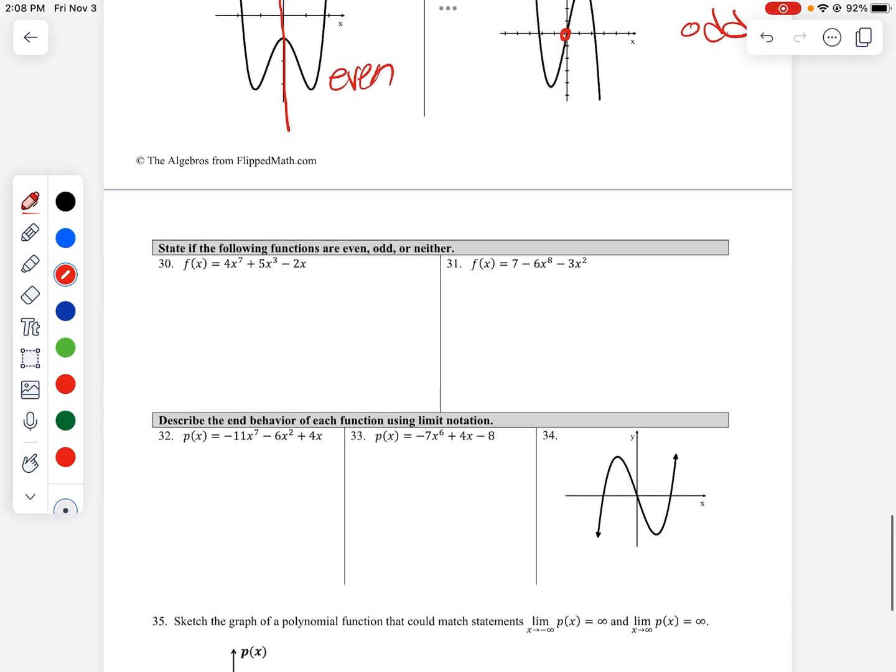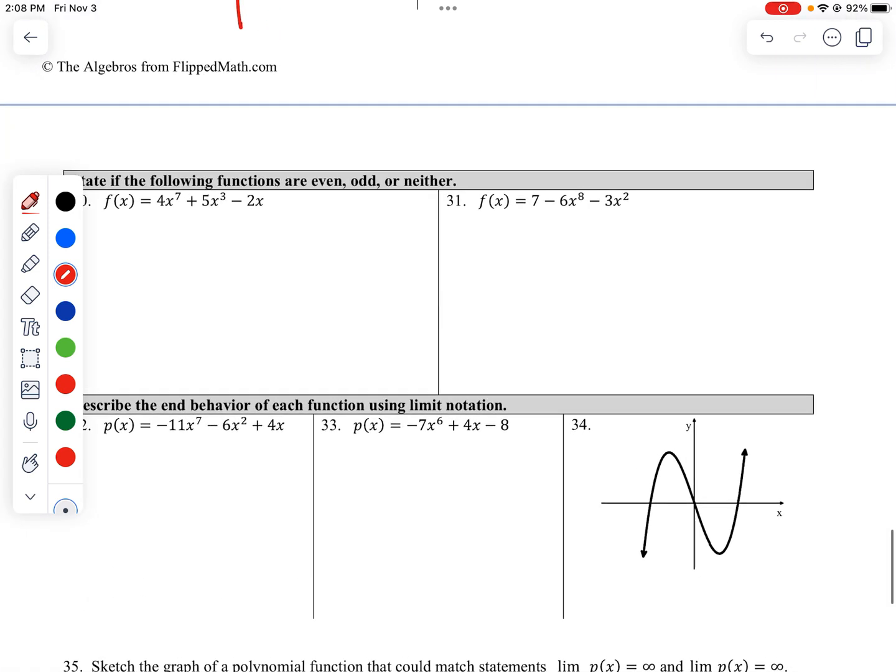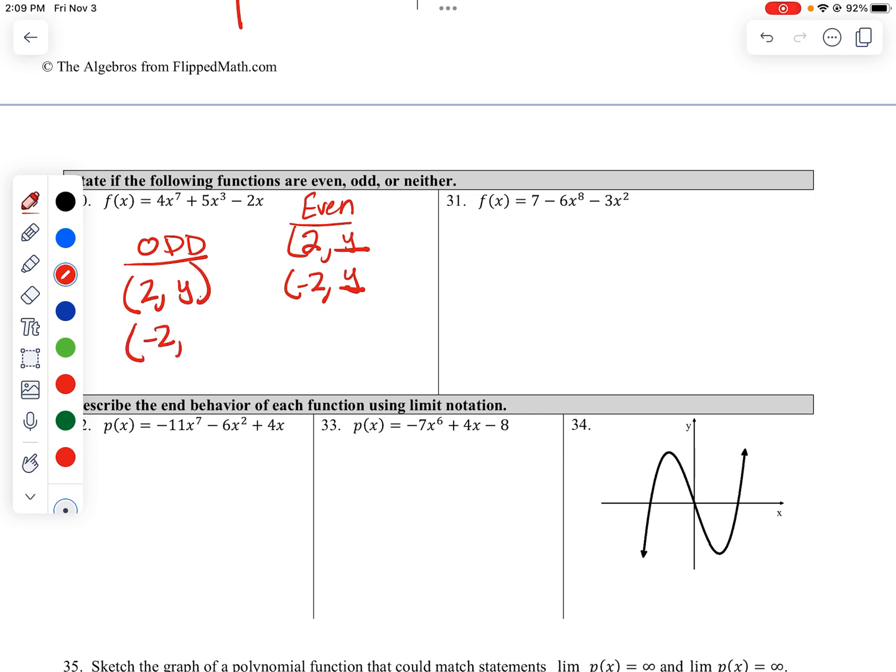So we could graph these and take a look at it. We could also say, if it is even, if I plug in a 2, whatever comes out has to be the same as if I plug in a negative 2. Those two have to be the same y value. Whereas if it is odd, if I plug in a 2 and a y comes out, if I plug in negative 2, it has to be that opposite value.